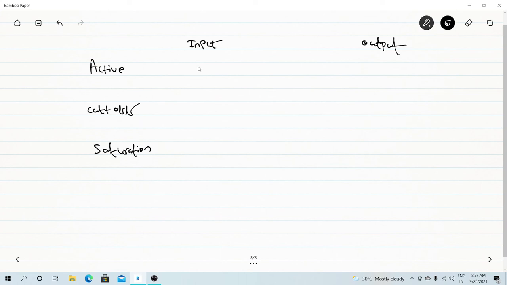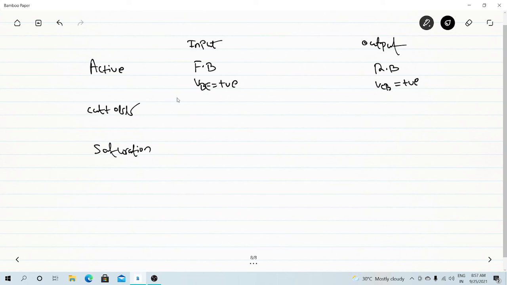Okay, so input will be forward biased, output will be reverse biased. So for forward biased, what happened? You have to check the numerical value. VBE should be positive or VCB should be positive.